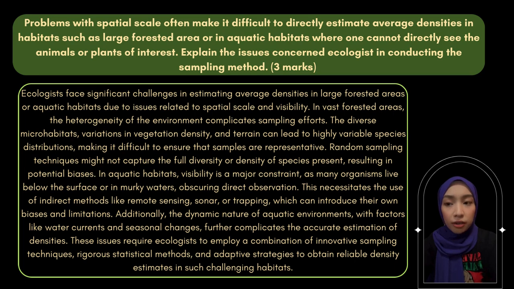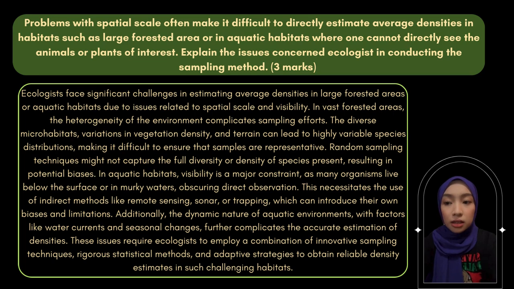In vast forested area, the heterogeneity of the environment complicates sampling efforts. The diverse microhabitats, variations in vegetation density, and terrain can lead to highly variable species distributions, making it difficult to ensure that samples are representative. Random sampling techniques might not capture the full diversity or density of species present, resulting in bias. In aquatic habitats, organisms are often below the surface or in murky water obscuring direct observation.